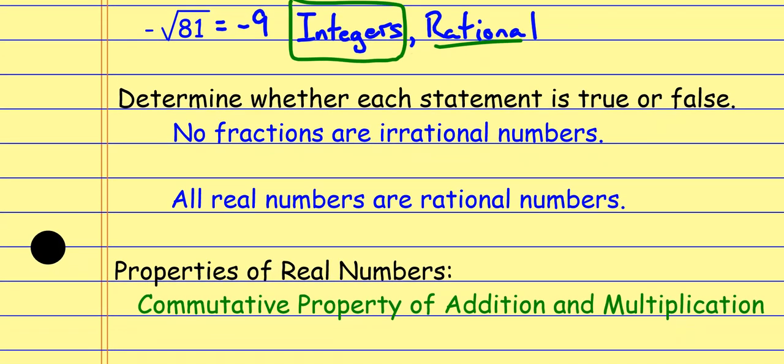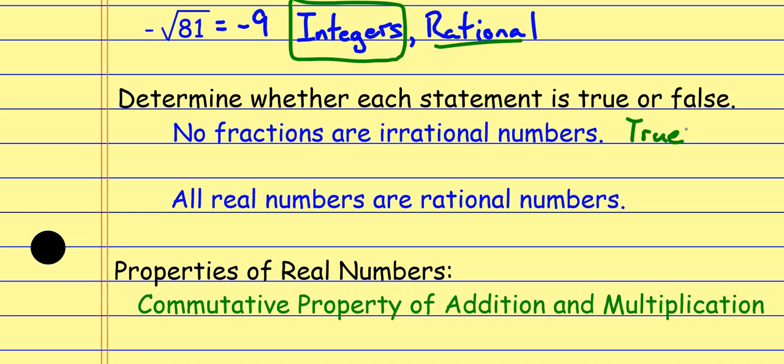So if I ask you some questions about the number sets, determine whether each statement is true or false: no fractions are irrational numbers, okay? No fractions are irrational numbers. So the question is, can you think of a fraction that is an irrational number? And see, the point of rational numbers is that they are numbers that can be written as fractions, okay? Irrational numbers can't be written as fractions because they're never-ending, never-repeating decimals. So this one is true, okay?